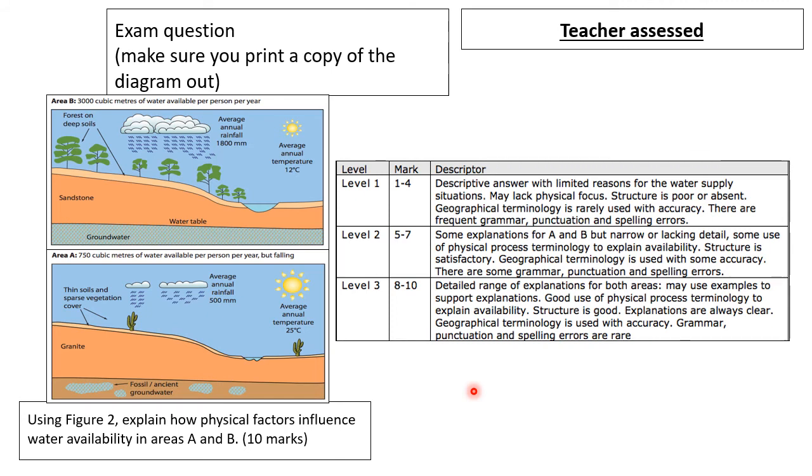Now, what you've got here is a figure. You've got area A and area B, and you're being asked to explain how physical factors influence water availability in areas A and B. Now, the first thing you need to do is bug that question. If you do that, you box explain and you underline physical factors, water availability, areas A and B. Now, the great thing about this question is that everything you need to know is in those diagrams. So let's have a look at how we can unpick this.